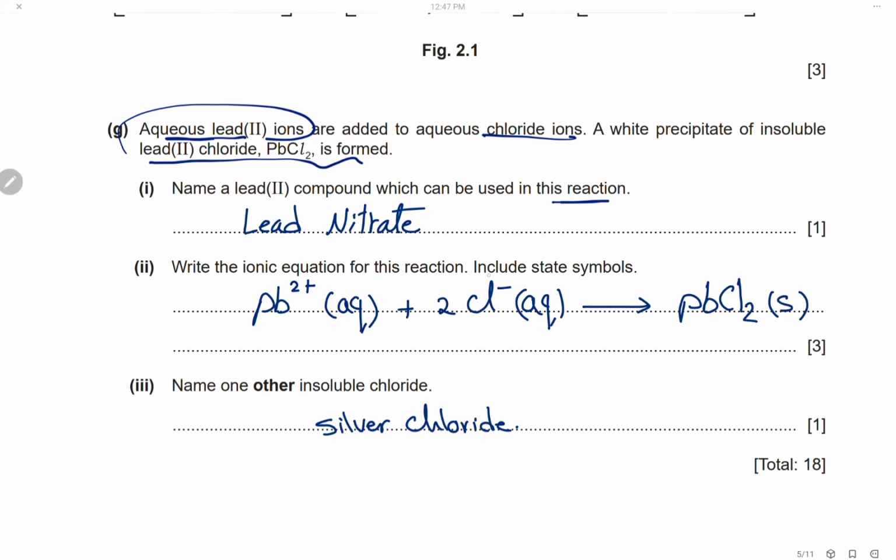Write the ionic equation for the reaction, including state symbols. The ionic equation includes aqueous lead ions plus aqueous chloride ions produce the insoluble, which is solid, lead chloride. Here we have 3 marks: 1 mark for the state symbols, 1 mark for the correct charges, and of course 1 mark for the balance of the equation.